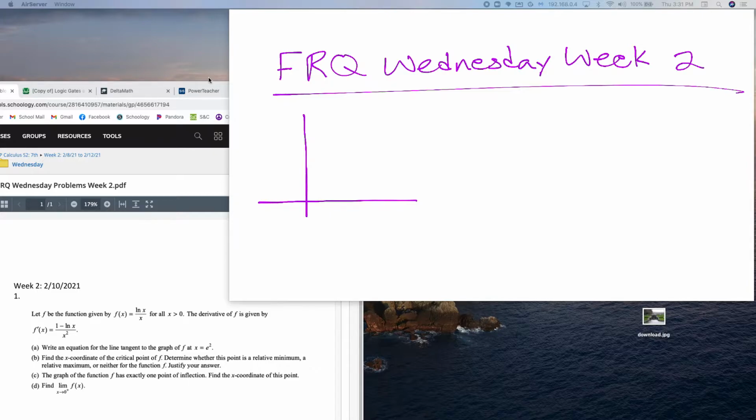You also need to know that the natural log function looks like this. And a couple of pieces that you have to know: this is the point 1 comma 0, and there's another point up here that is e comma 1. So knowing that is a super important piece.